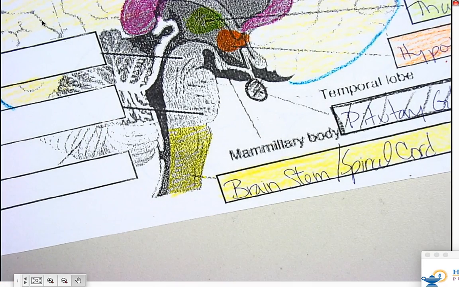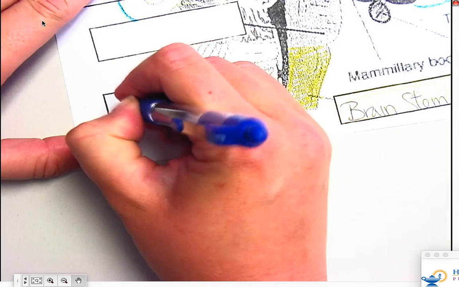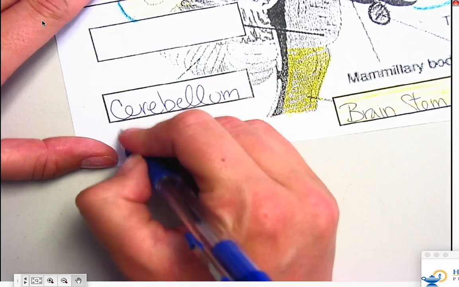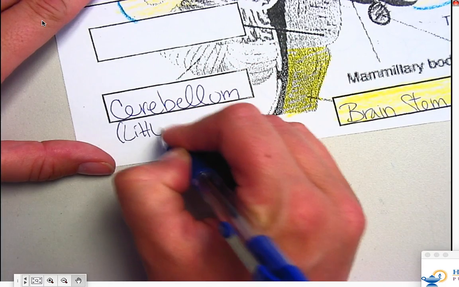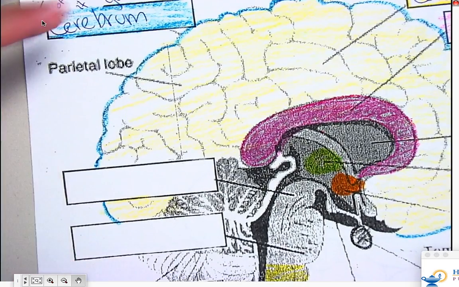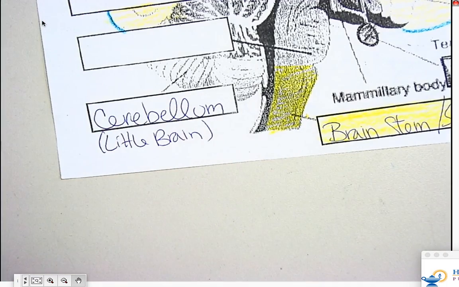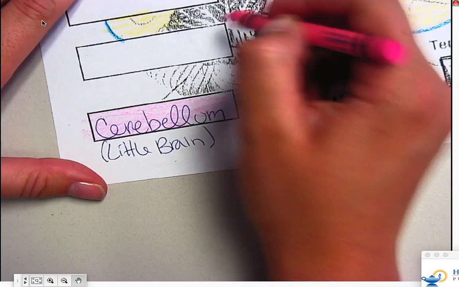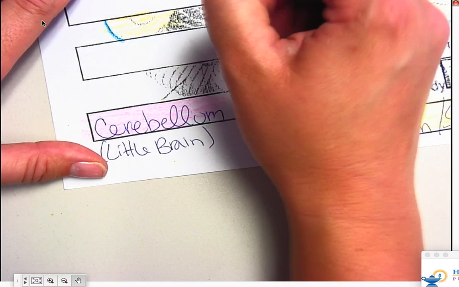Okay, now here's one of the other ones that make it a little bit tricky. Your cerebellum, also known as your little brain. Make sure that you know there's a difference between cerebellum and cerebrum. Cerebrum's on the top of your brain. Your cerebellum is at the base of your brain. Now, for me, my cerebellum is going to be pink. And it is all of this.